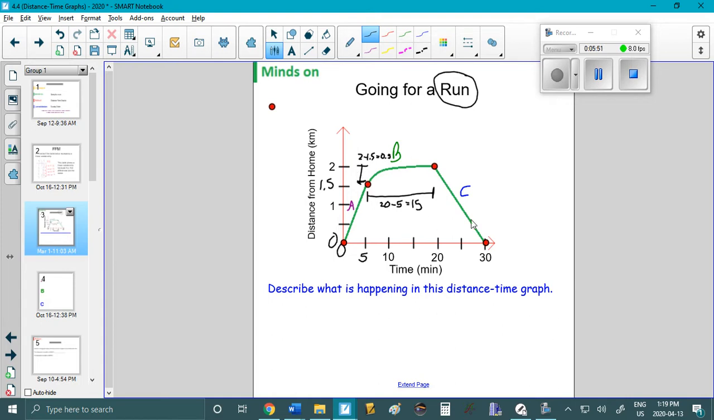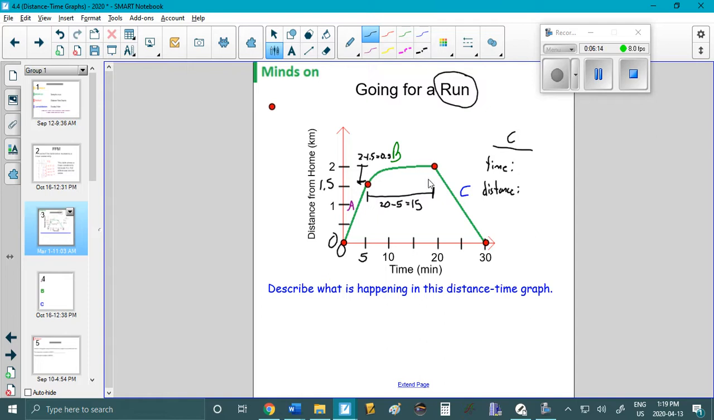Now what I would like you to do is the same thing for section C. Figure out the time, so section C, the time it took and the distance that they traveled. So I encourage you to pause it, figure out the time of section C and the distance traveled in section C. So please pause now.